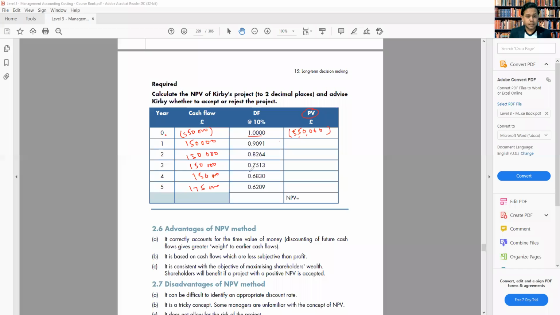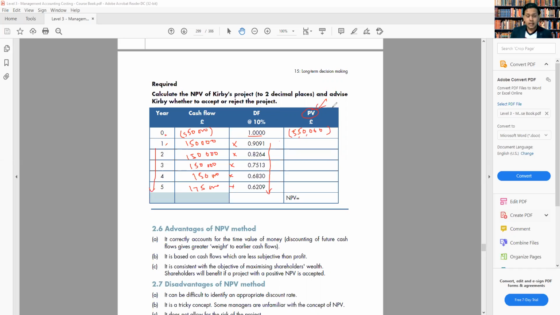All I have to do is multiply with the discount factor. You can see the first discount factor for year 1 is 0.909, the next one 0.826, then 0.751, 0.683, and after that 0.6209. So basically all these discount factors are going down. You can see 9, 8, 7, 6, 6. So the more the years, the lower the discount factor. So if I multiply with that, that will give me less present value. We are calculating the present value, so we will get less present value.